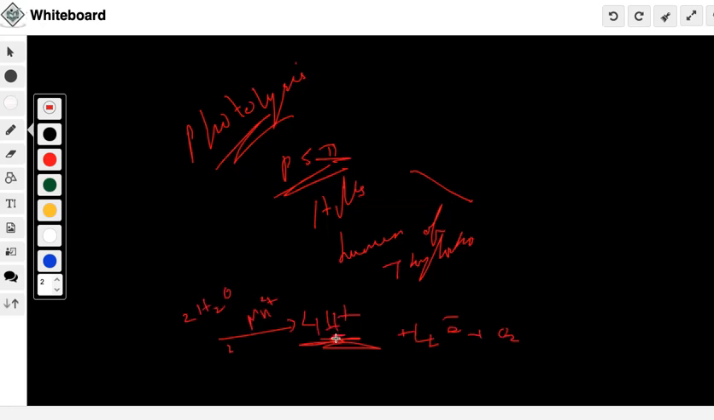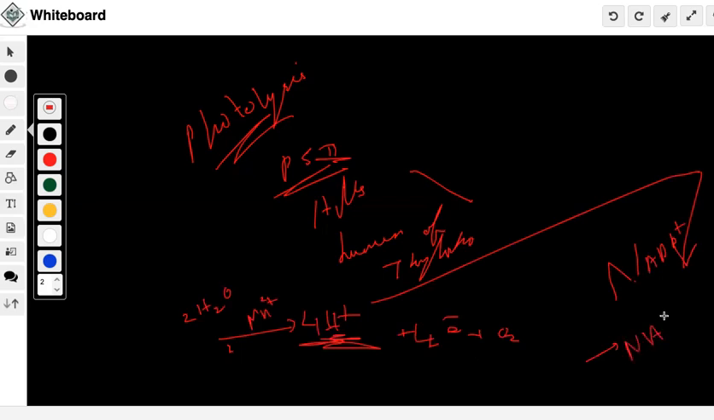What it does is, these 4 positive ions go and combine with NADP plus to give NADPH2. From this NADPH2, we can again get more energy. It plays an important role in the dark reaction, and it gives more energy.